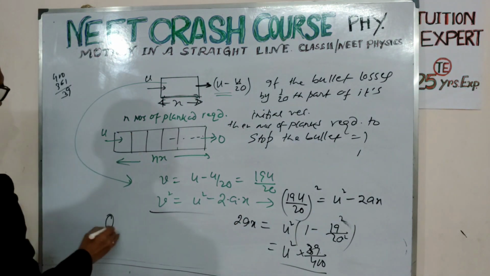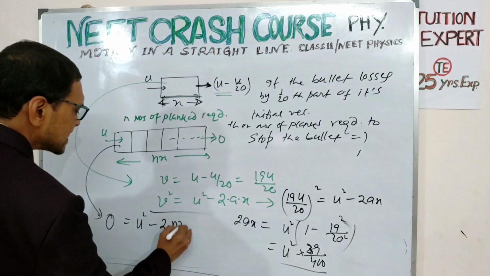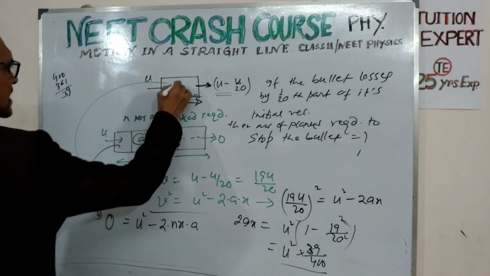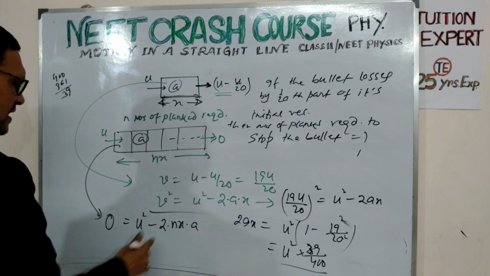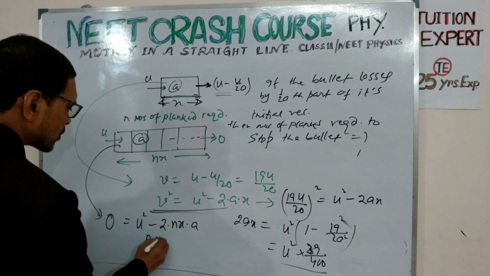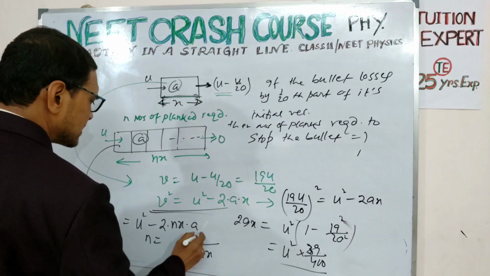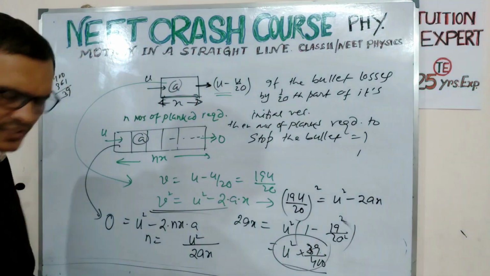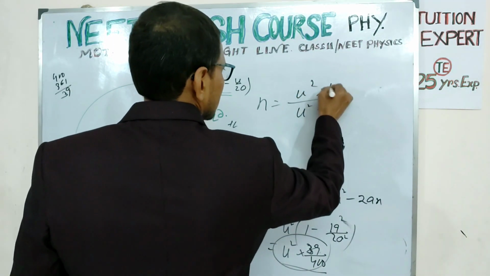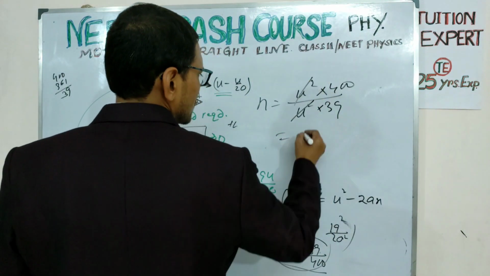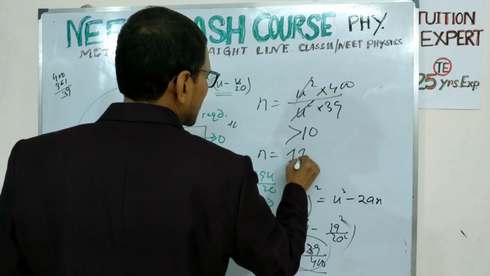Now here the equation will be, final velocity 0, initial velocity u, distance traveled equal to nx, and retardation becomes the same for this plank and also this plank. Average retardation we take the same. So n equals u squared by 2ax. Now put the value of 2ax equal to this. So what is the result? This is greater than 10, so we have to take the number of planks as 11. This is the answer.